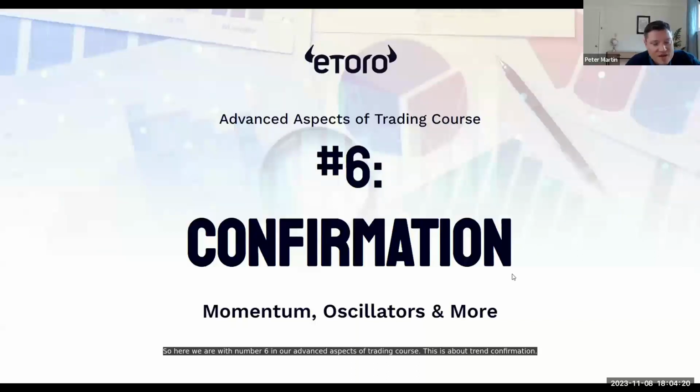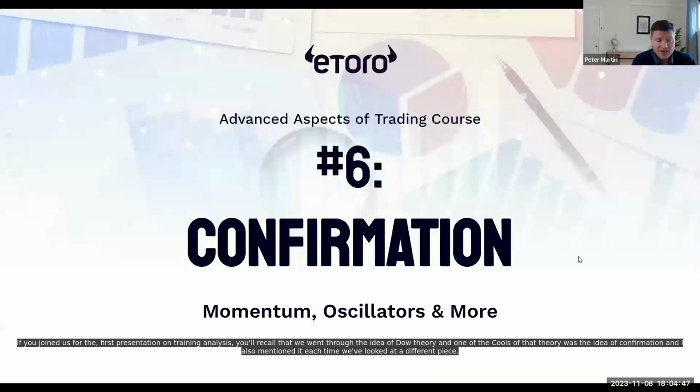So here we are with number 6 in our Advanced Aspects of Trading course. This is about trend confirmation. If you joined me for the previous 2 weeks, we've been looking at trend analysis, and we're continuing with that, with the idea of trying to use some more information to improve our trend analysis, and that's where this idea of confirmation comes in. We're going to be looking at momentum, oscillators, and more.